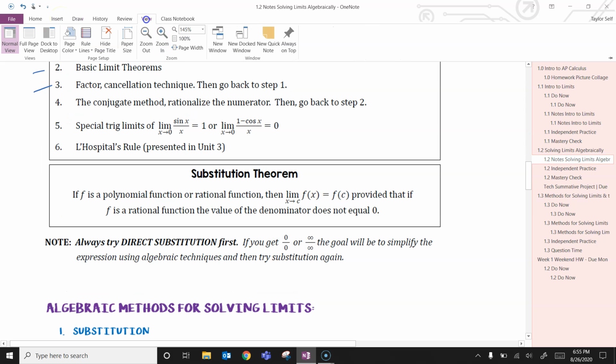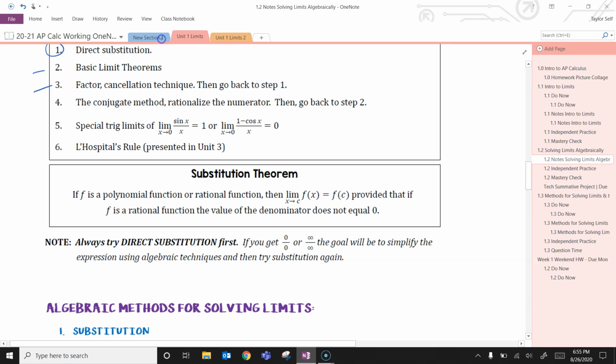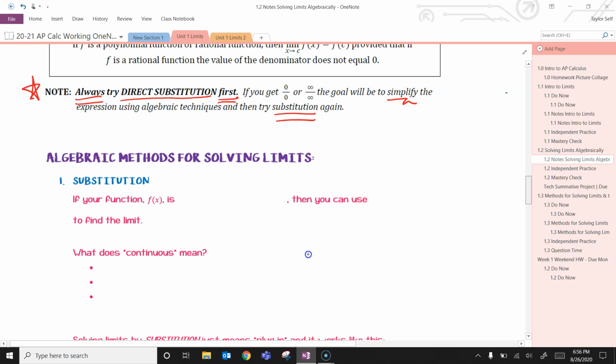One thing that we do need to pay attention to right here is this note. Always try direct substitution first. If you get 0 over 0 or infinity over infinity, then we'll need to simplify. But always try direct substitution first. After you simplify, if you get one of these, then you'll try substitution again. That's what we're going over today. We'll do a lot of examples, but we've got to move quick. Write that down in your notebook: always try substitution first.